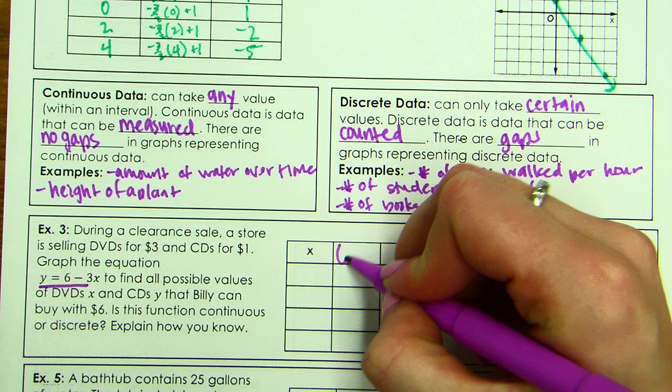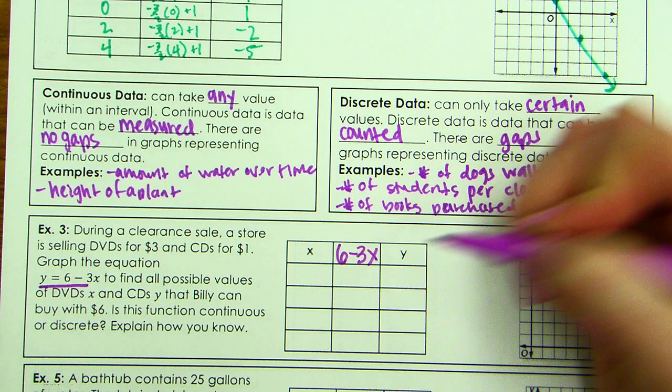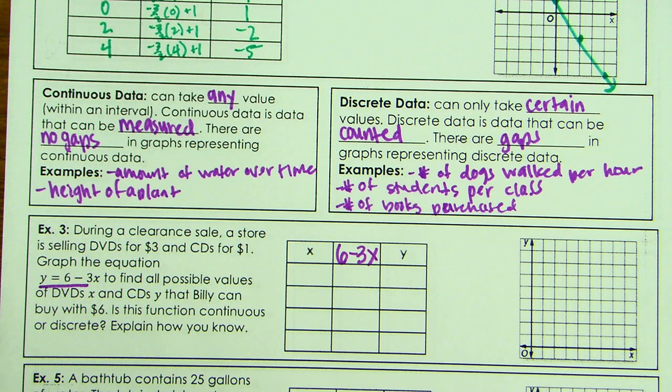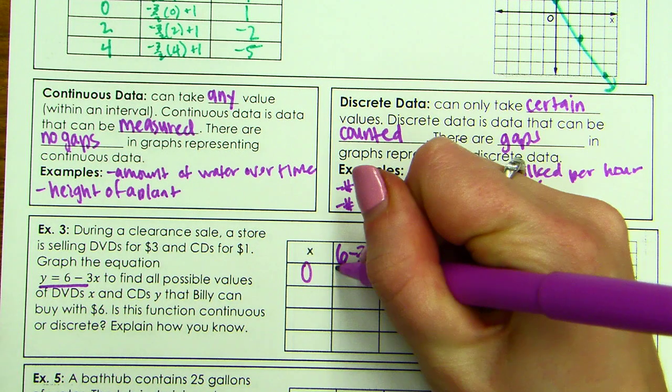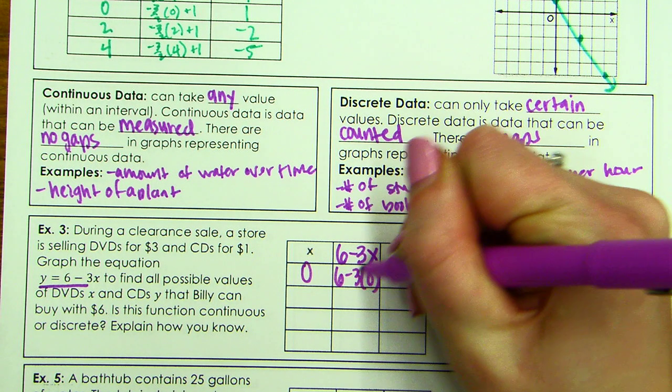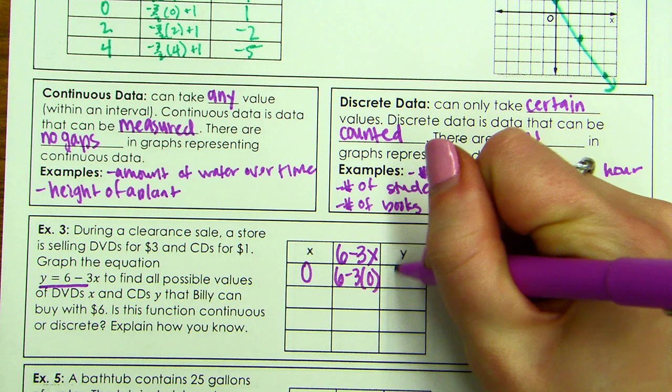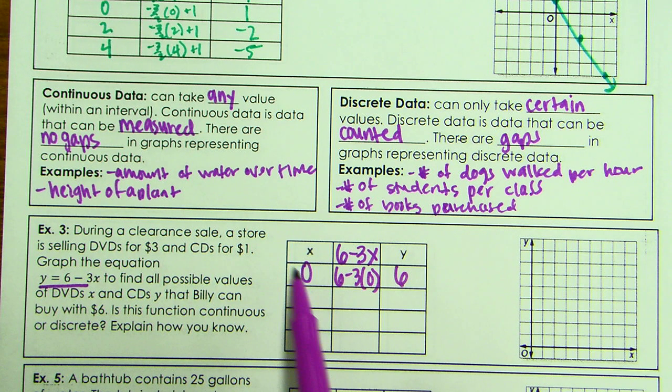You have $6 minus the $3 that you spent on each DVD. Since it's a story problem, we have to think about what values make sense for the domain and range. So the lowest number of DVDs we can buy is 0. If we buy 0 DVDs, we have 6 minus 3 times 0, which is 0. 6 minus 0 is 6. So if he buys 0 DVDs, then he has enough money to buy 6 CDs.